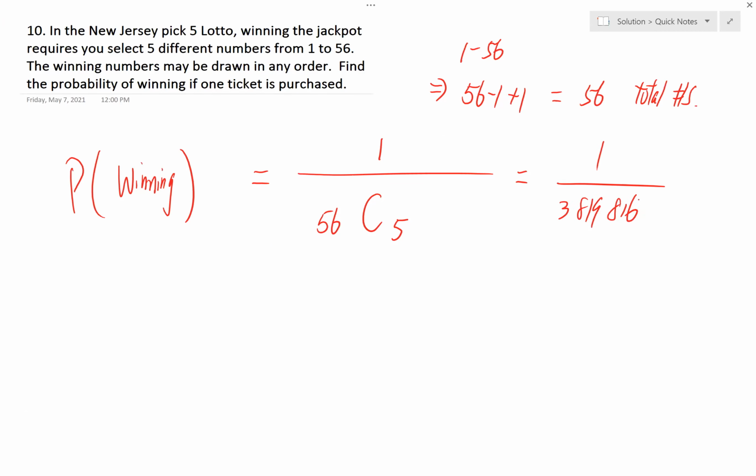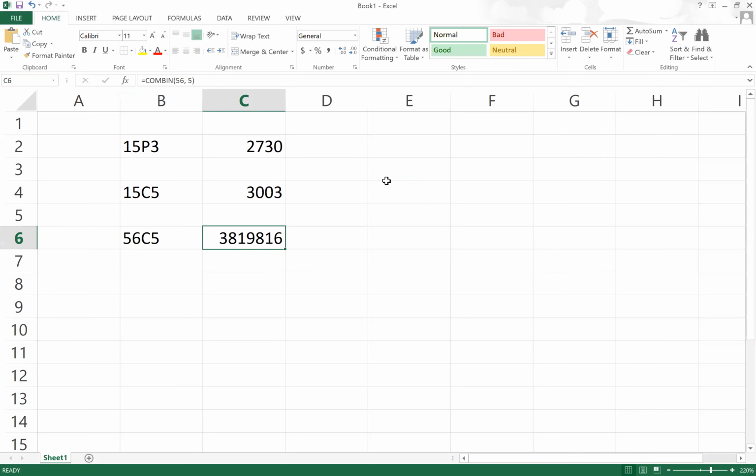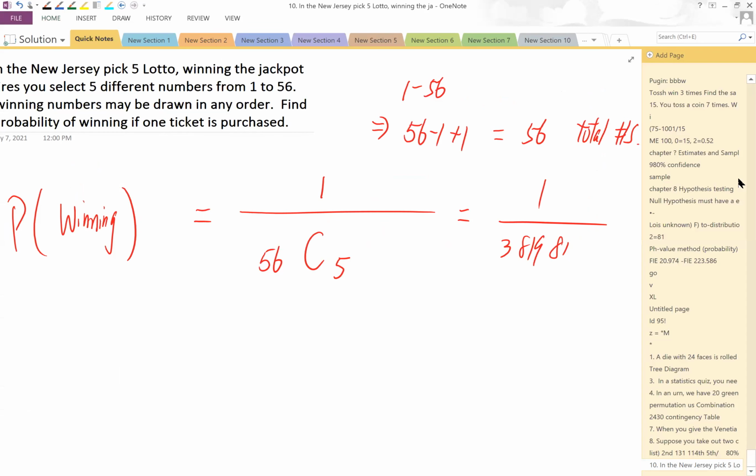3,819,816. 813, I believe. Okay. Let me quickly double check the number. 816. That's right. 819, 816. Okay. All right, so we got it, right?